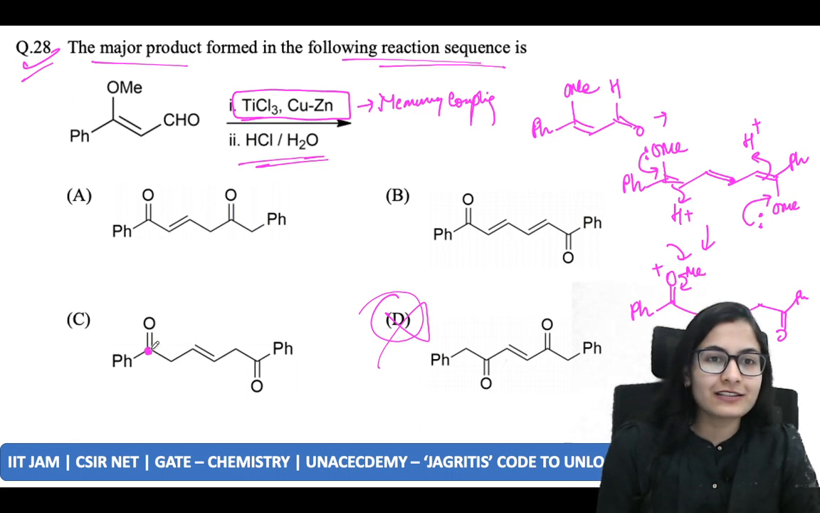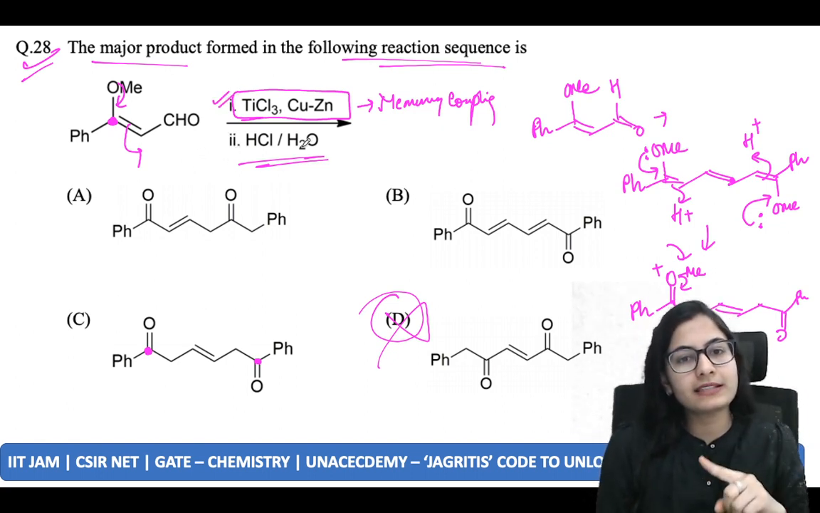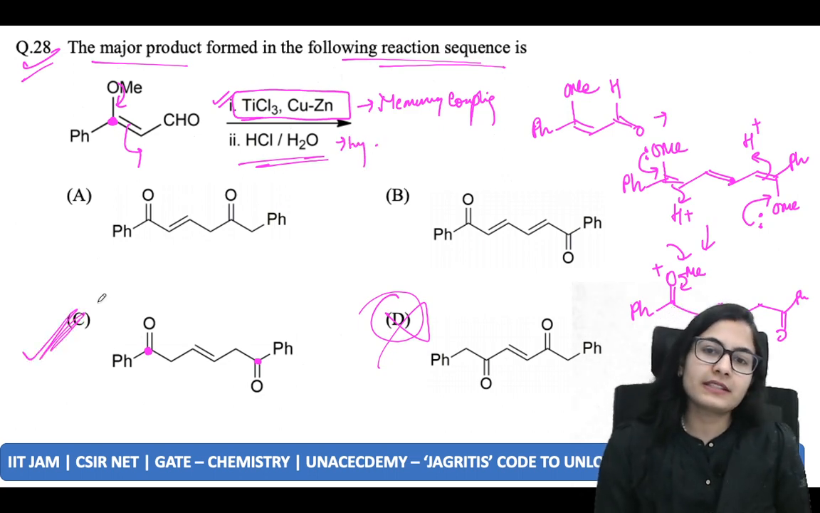Okay, so there is not going to be any carbon difference, exactly on the same carbon, that is your methoxy. Here only the hydrolysis is happening. Hydrolysis happens in the second step guys, not in the first step, because in the first step you are having the coupling, and in the second step you are having hydrolysis. So your product is option number C.